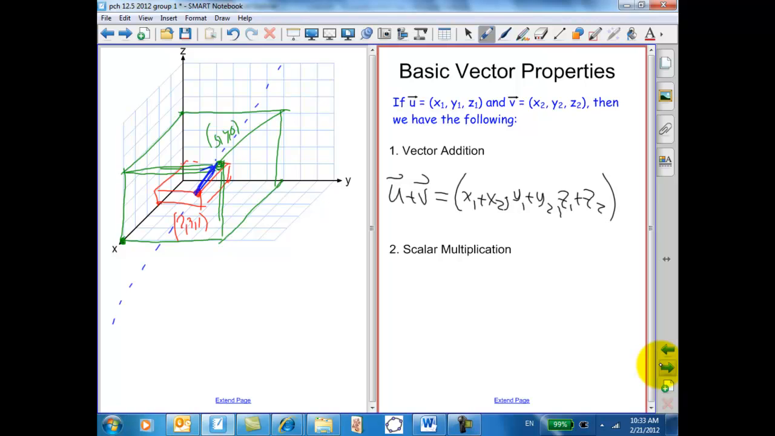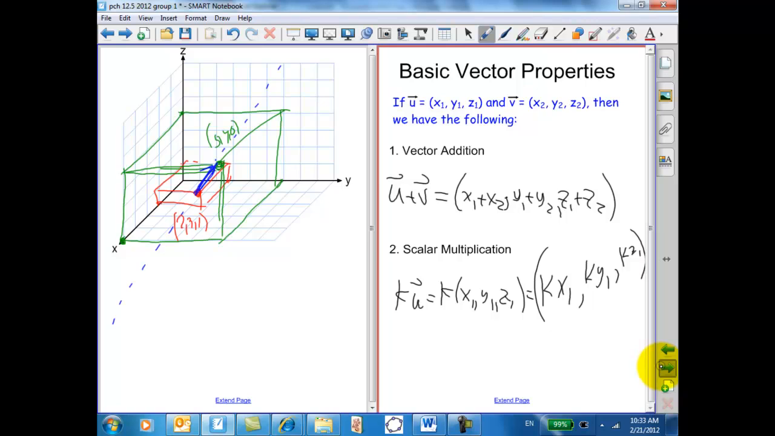Scalar multiplication. Let's take k times u, k times x1, y1, z1. It just distributes: k times x1, k times y1, k times z1. That's why sometimes I just use A, B, and C for some of these. The subscripts start getting confused with the commas.